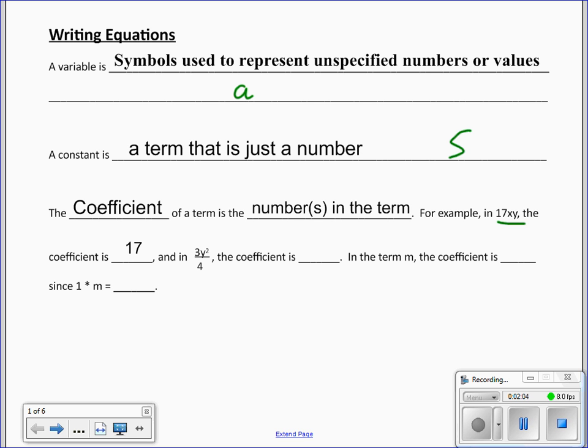We have another term here, 3y squared over 4. In this one, the coefficient is the 3 times 3 divided by 4. Right? We have this right here, times 3 divided by 4. That's the coefficient.